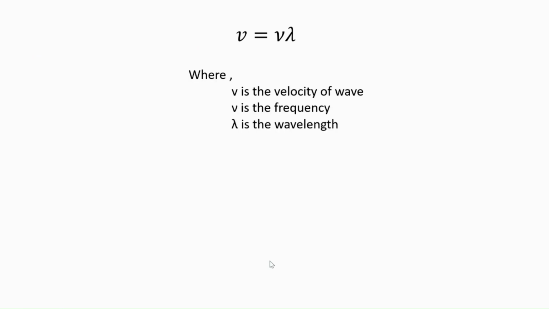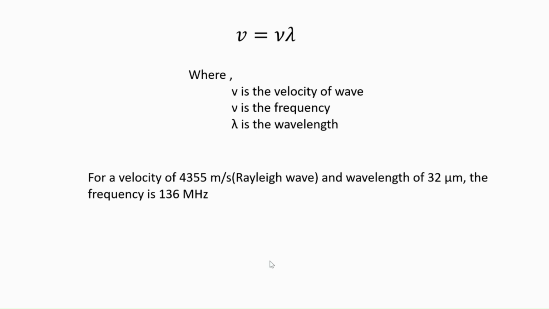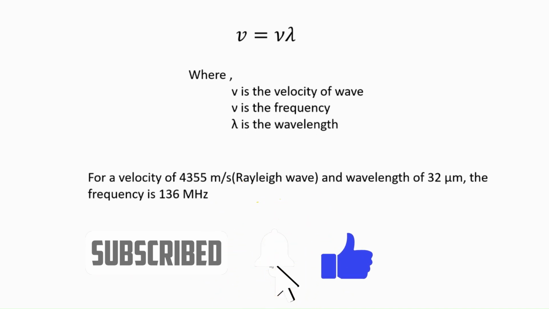V is equal to nu lambda, where V is the velocity of the wave, nu is the frequency, and lambda is the wavelength. We know this equation, right? So for the velocity of the Rayleigh wave that is moving through the surface of zinc oxide. There are different types of waves in surface acoustic waves, like Rayleigh waves, shear horizontal waves, etc. So you can have a look at what those waves are. And if you want me to do a video on that, I can do that. Please put it in the comments. So for a velocity of this much and a wavelength of 32 micrometer, we can find the frequency using the formula above. And let us see by simulation whether we are getting this resonant frequency using COMSOL.